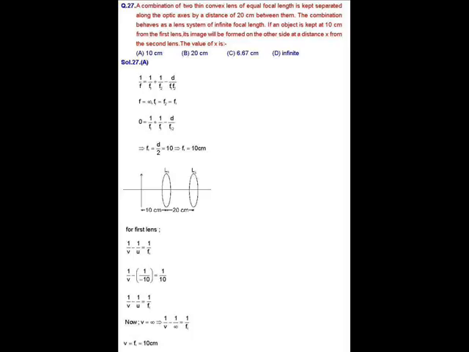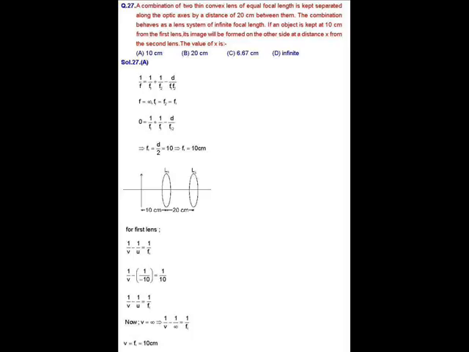Or we have to find out the value of x. So first of all, the resultant focal length of the combined system in which two lenses of focal length f1 and f2 are separated by a distance d is 1 by f equals 1 by f1 plus 1 by f2 minus d divided by f1 f2.